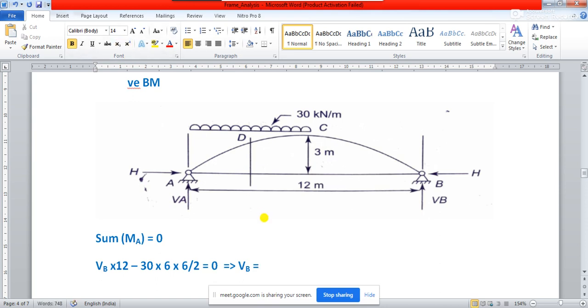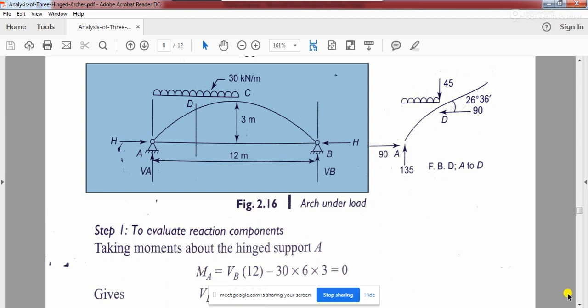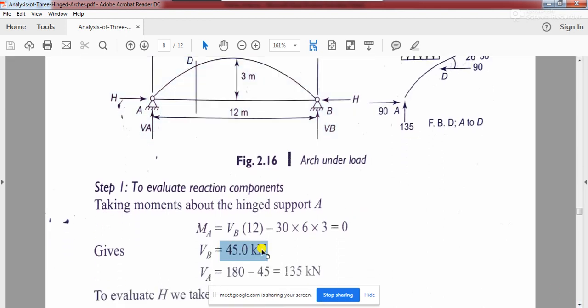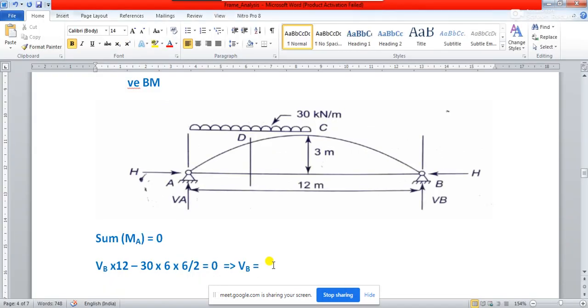Anyone? Sir, 45, sir. 45, it is coming 45. So you are getting 45 kilonewton. Exactly correct. So you see 45 kilonewton. Is it okay? Everybody have understood it?